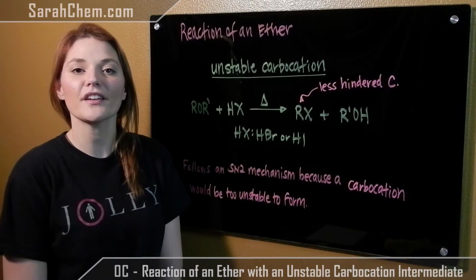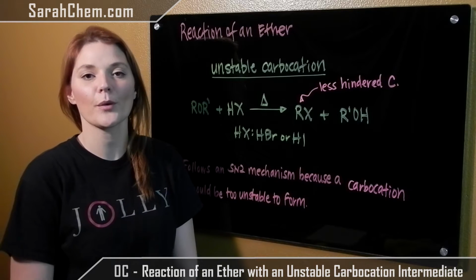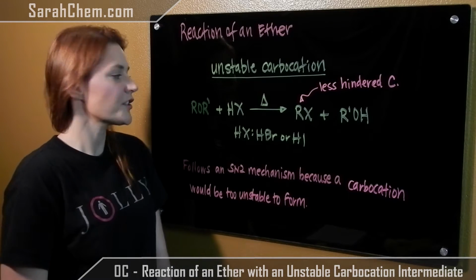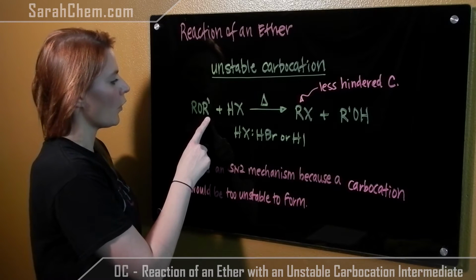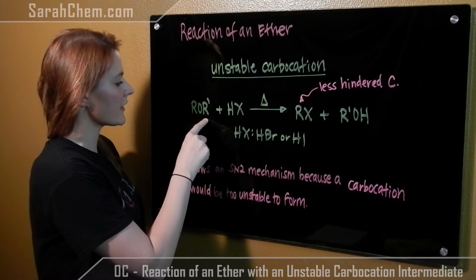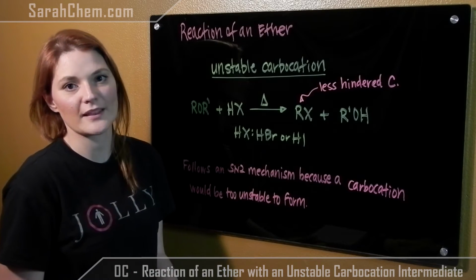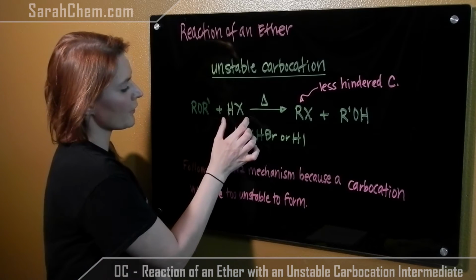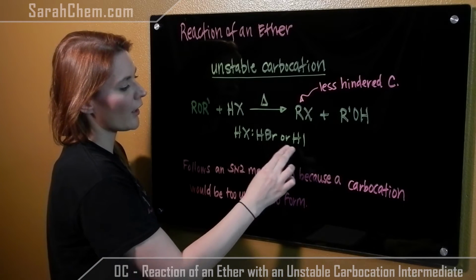Hi everyone, this is a video tutorial for the reaction of an ether where you have an unstable carbocation. So if we take a look at this, our ether group is ROR'. That prime just designates that these two R groups do not necessarily have to be the same thing. So we're going to react that with HX, where HX represents HBr or HI.